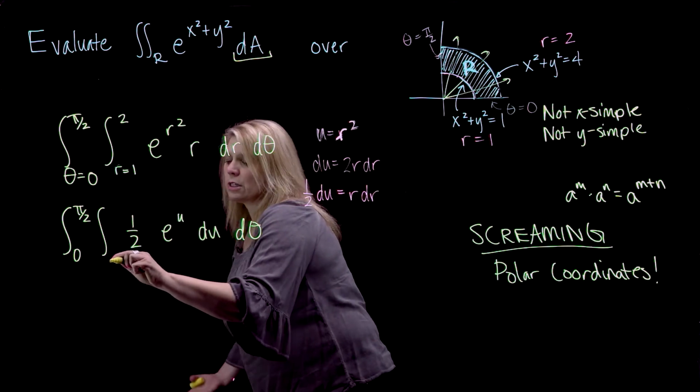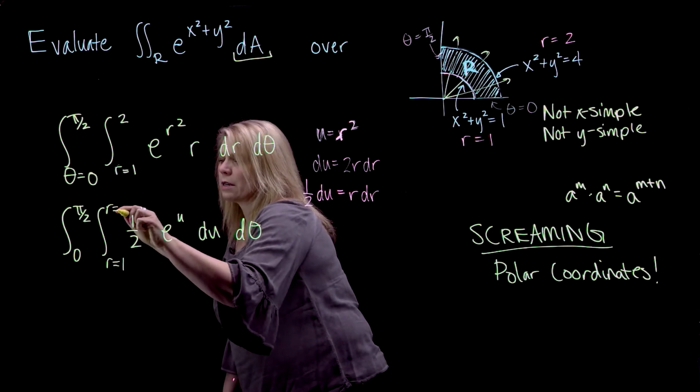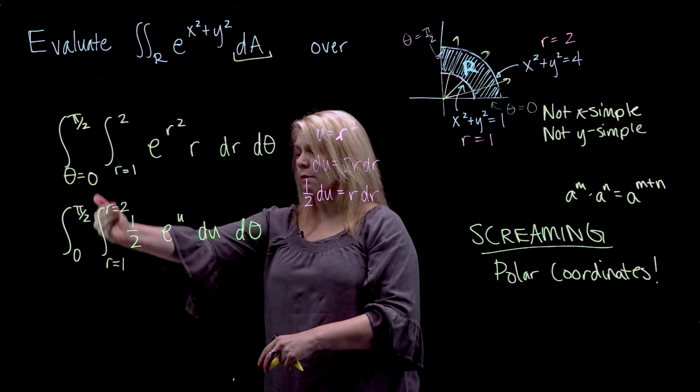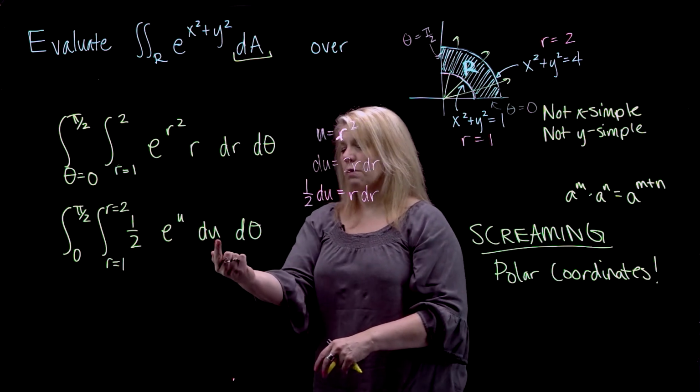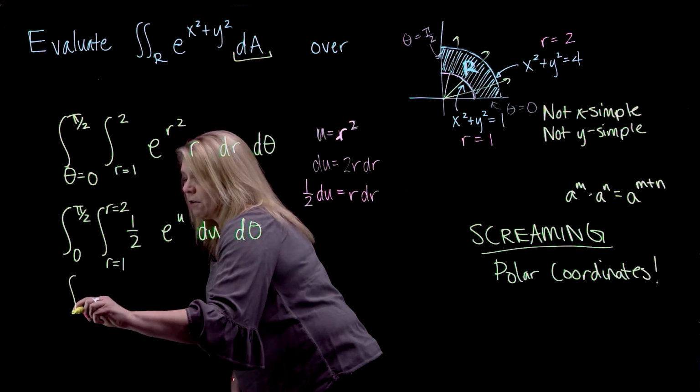I prefer to usually just leave them, but then they need to be labeled. r equals 1 to r equals 2. If you just write 1 to 2 with no labels there, then the 1 to 2 would be u values, and that would technically not be correct at that step.